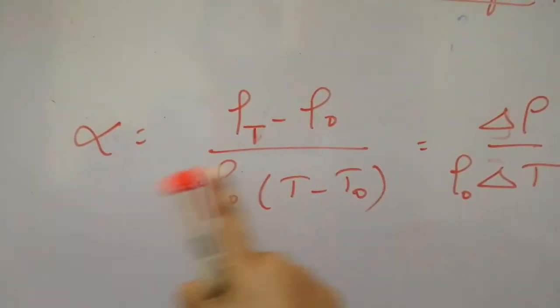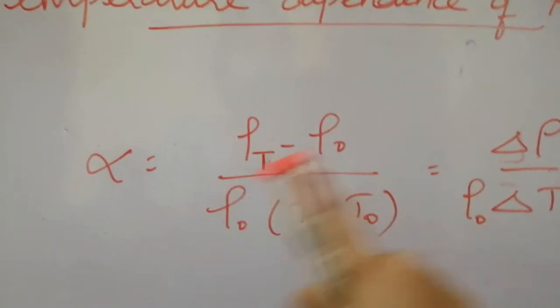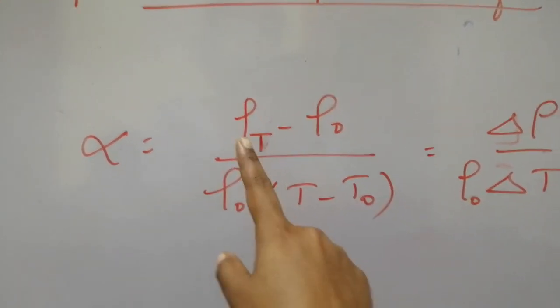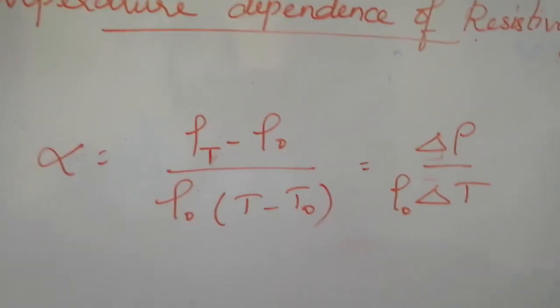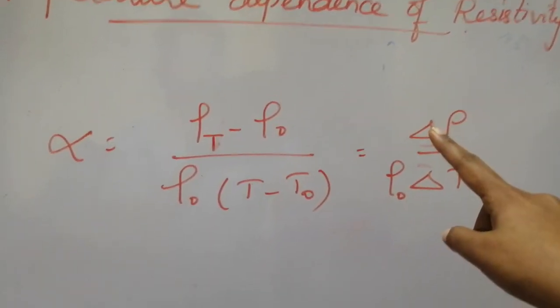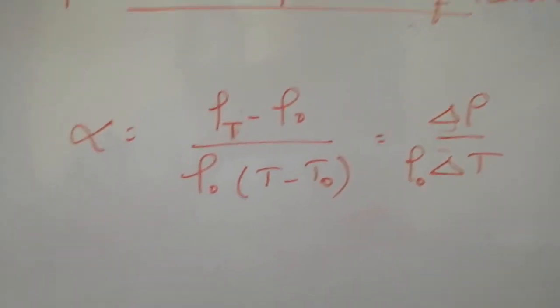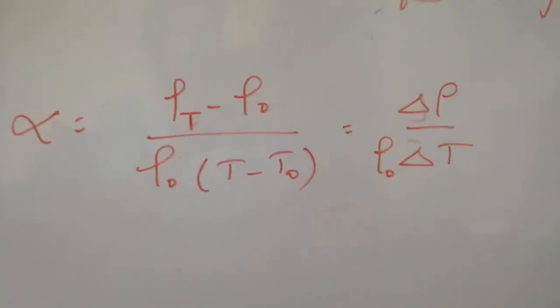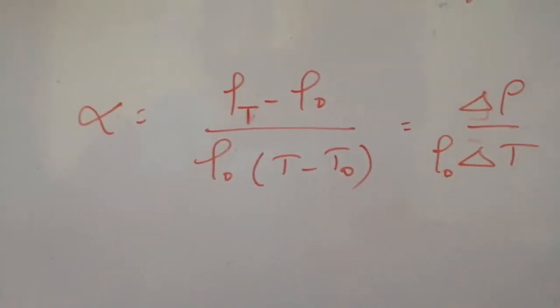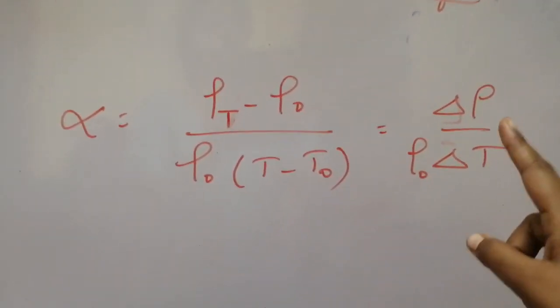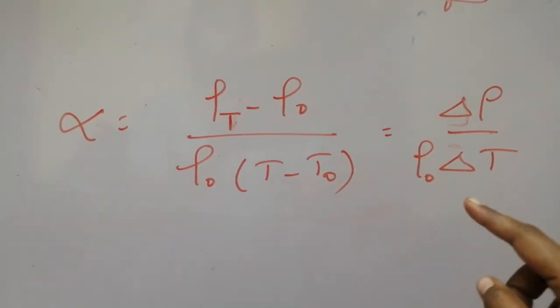So the equation can be rewritten as alpha is equal to, this is rho T minus rho naught, isn't it? It is called the change in the resistivity. So change in resistivity can be given as del rho divided by rho naught as it is, and T minus T naught is nothing but change in temperature. So it is del T. So alpha is equal to del rho by rho naught into del T.